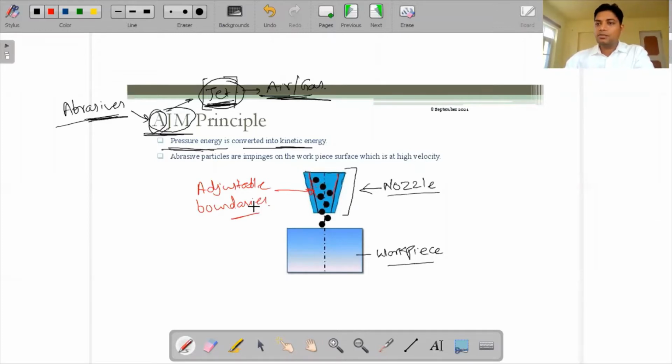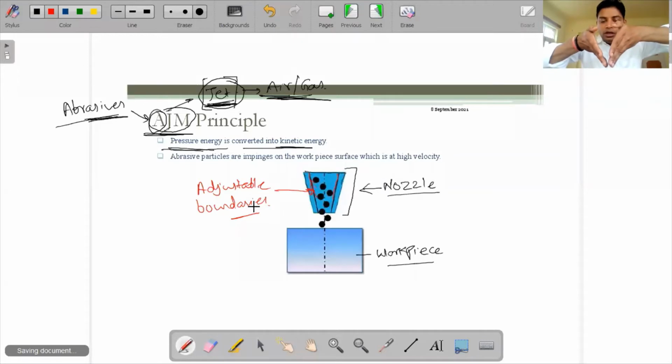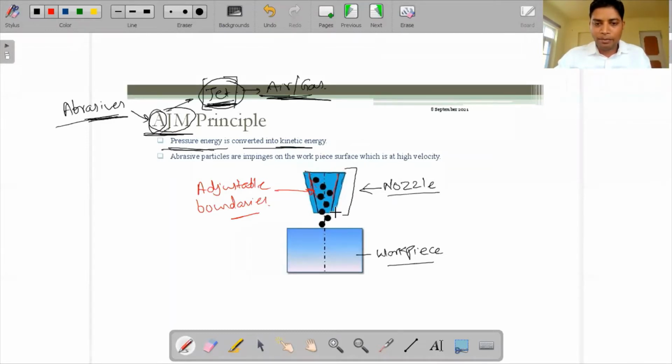Adjustable boundaries means that this is a nozzle, and if you want to increase this diameter, this is the maximum diameter that can be attained by the nozzle. If you want to reduce this diameter, then we can adjust these boundaries towards the center line. This is the center line. We can move these adjustable boundaries towards the center line, so the diameter at this portion decreases, and it can also be increased.